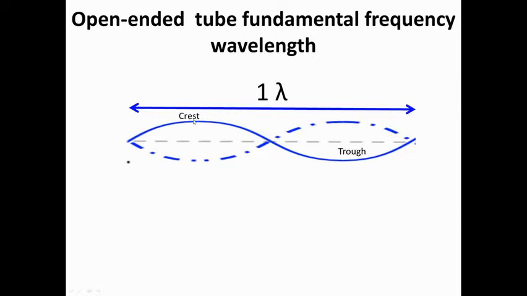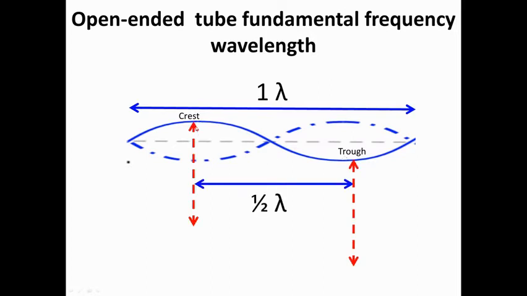Now, for the first example we were taking a look at, we had just a crest to a trough. From a crest to a trough is only going to be half of a wavelength. You have to go from a crest to another crest in order to get the whole wavelength. So when you have this section right here, from a crest to a trough, you have half a wavelength.